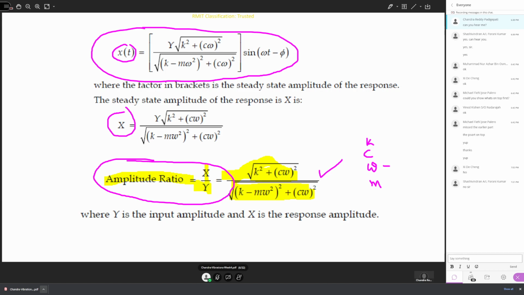So due to the base movement, we can write the amplitude ratio x over y. So x is the displacement or the maximum amplitude of the mass in the vibratory system. So Y is the amplitude of the base. So the ratio of these two amplitudes, we call it the amplitude ratio. Theoretically, we can prove that it depends on this expression.